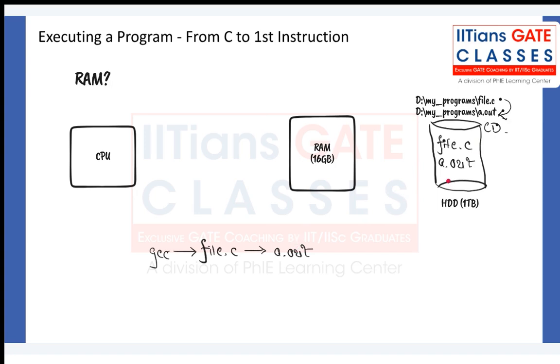But now the problem is that my a.out is still in the hard disk. It is not in the RAM. So how do I bring it to the RAM? This process is called program loading. This is a topic very famous in your operating systems course, because this program loading is done by the operating system, whether you are running on Linux, or Windows, or Mac, whatever. The process of loading the program from the hard disk to the RAM is the job of the operating system, and this is very extensively covered in the operating systems course.